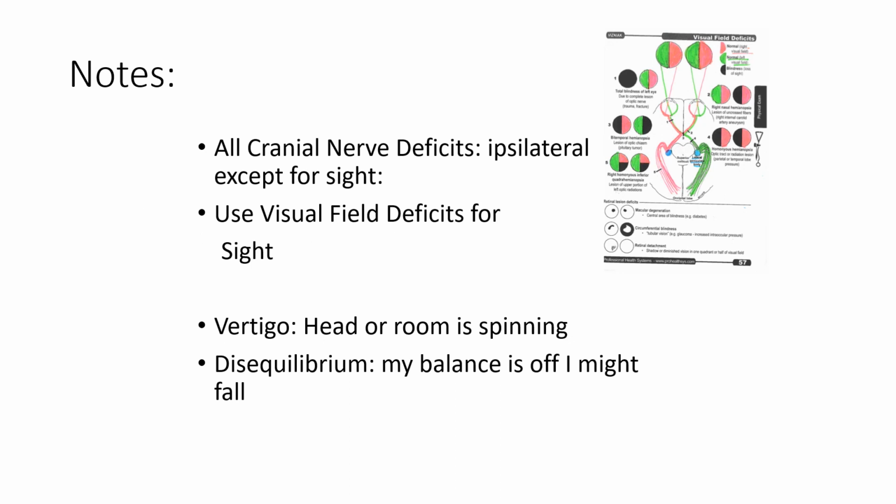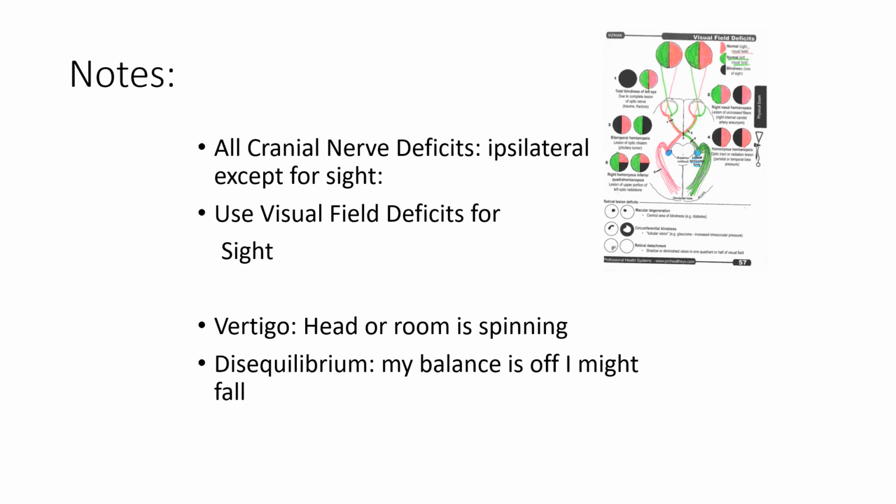Couple notes here that you want to remember. All cranial nerve deficits are going to be on the same side, except sight is all over the place. So it's a different chapter. You don't have to know what that picture means. That's in reference of it's complicated. So there's some that's same side, some that's opposite side, and that's a separate lesson in and of itself because of its complications. We're going to use the visual field deficits for that, and we'll learn that in another chapter.